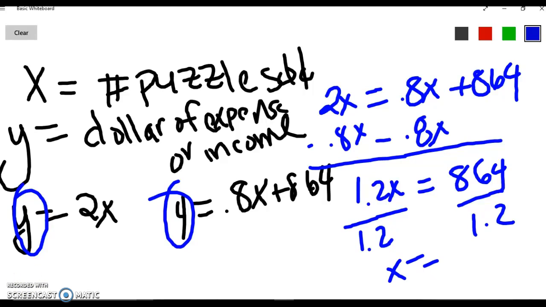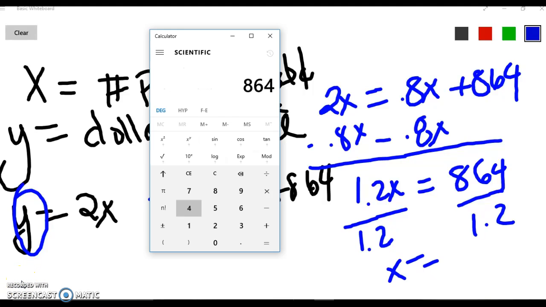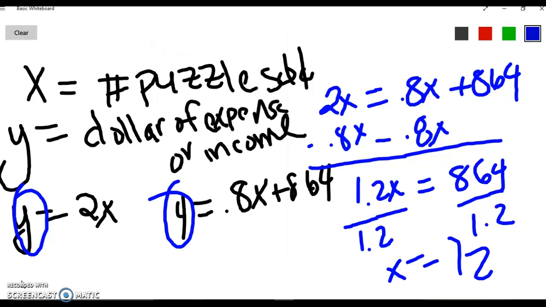Where's my calculator? 864 divided by 1.2 is 720. So what does X represent? It's the number of puzzles, not even the number of puzzles sold, but just the number of puzzles, period. So to break even, I need to sell at least 720 Sudoku puzzles.